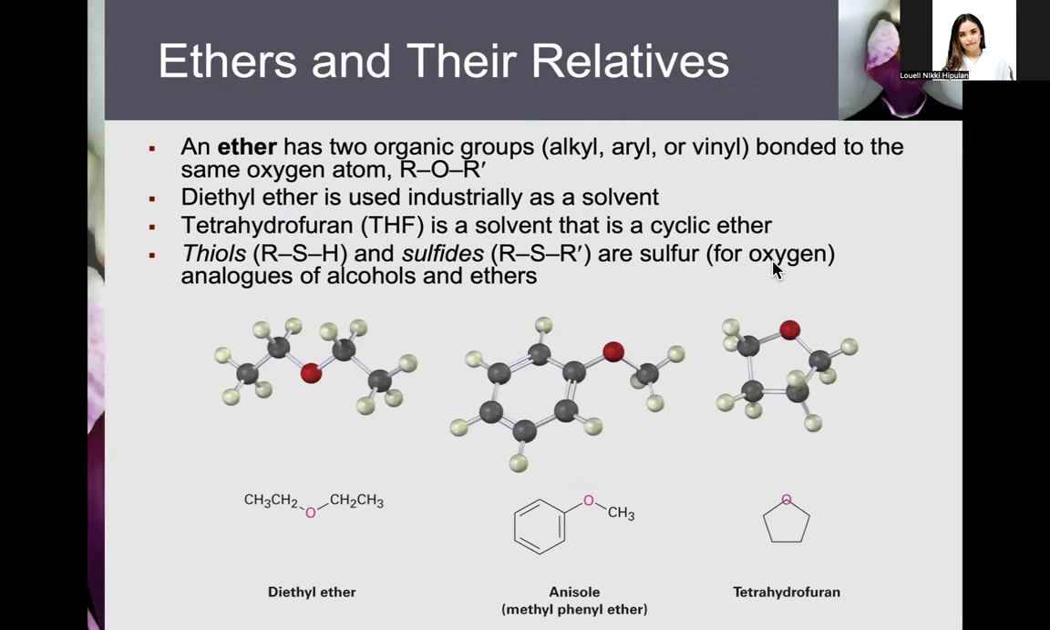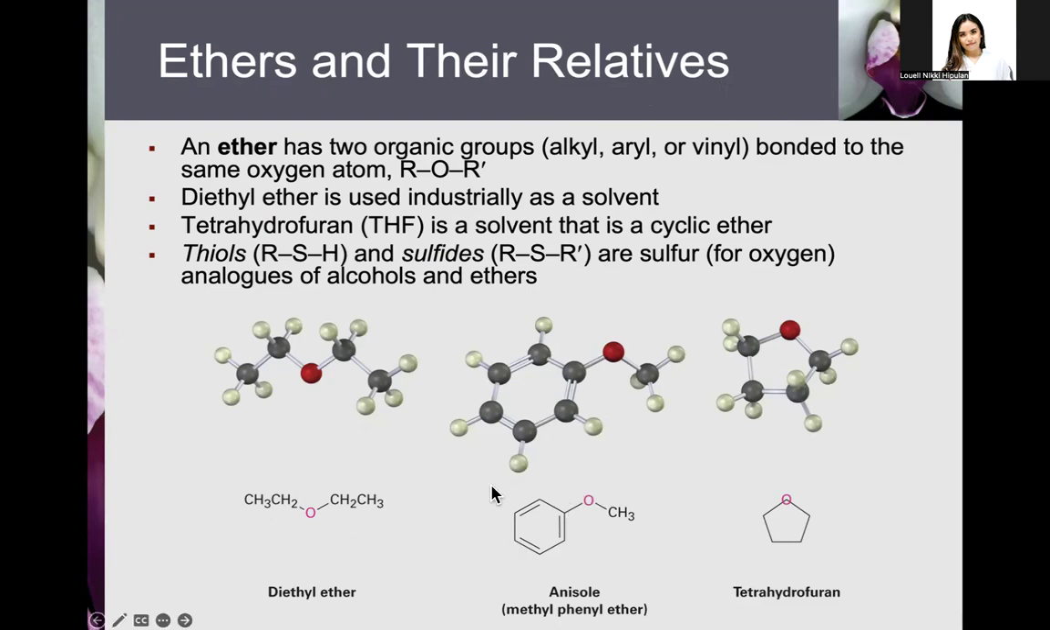So basically, an ether has two organic groups, aryl, alkyl, or vinyl, bonded to the same oxygen atom, ROR prime. So this is what an ether looks like. This is the first R group, RO, and then the R prime can be in different forms. This is an alkyl group. It can also be aryl, such as this one here.